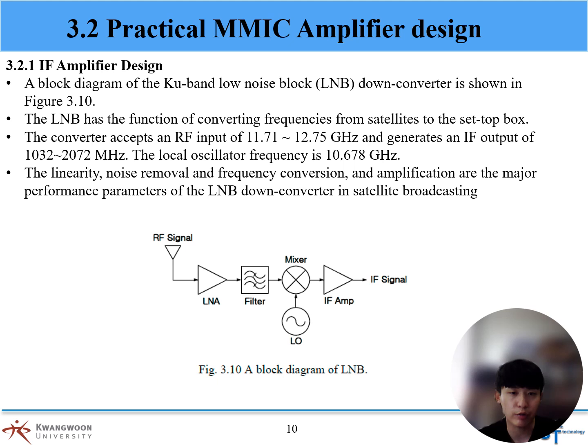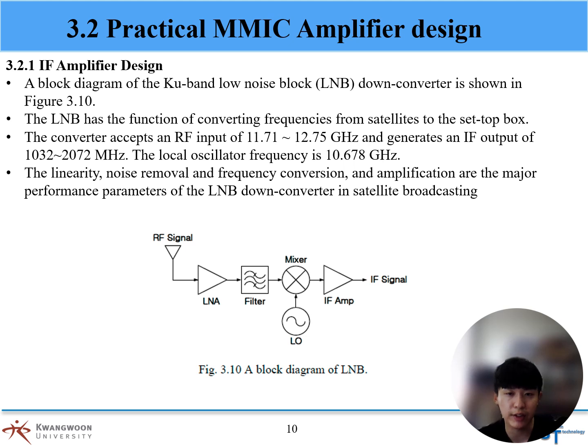A block diagram of the Q-band low-noise block down converter is shown in Figure 3.10. The LNB has the function of converting frequencies from satellites to the set-top box. The converter accepts an RF input of 11.71 to 12.75 GHz and generates an RF output of 1032 to 2072 MHz.